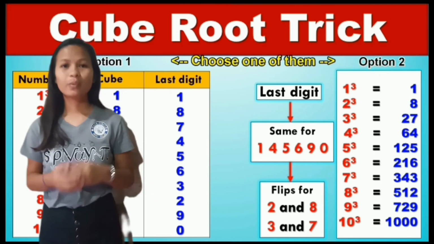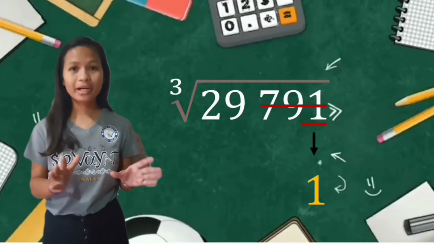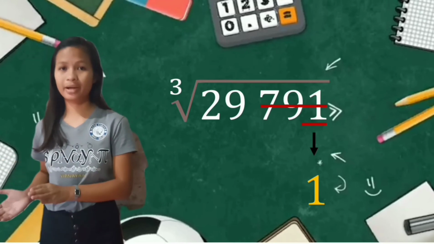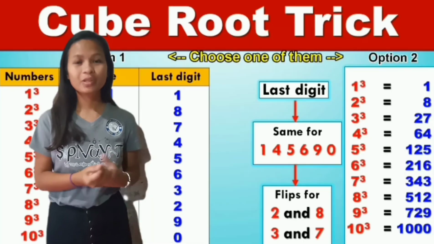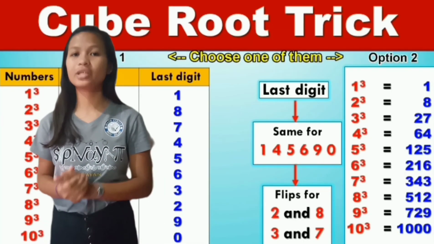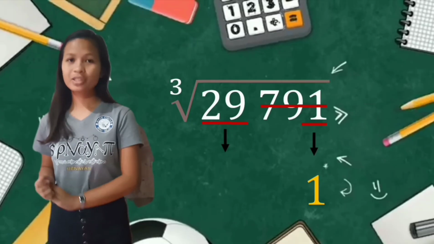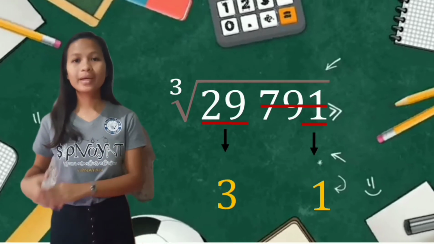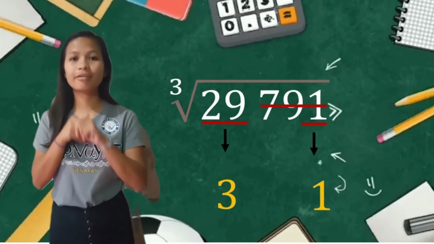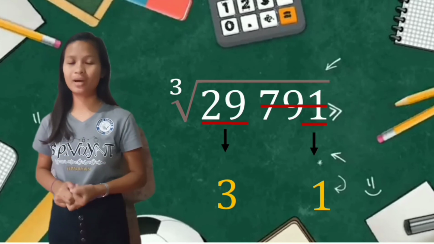Next, we can now ignore the last 3 digits of our number and focus on 29. The closest cube to 29 is 27, which is 3 cubed. So the first digit of our answer is 3. So we can now tell that the cube root of 29,791 is 31.